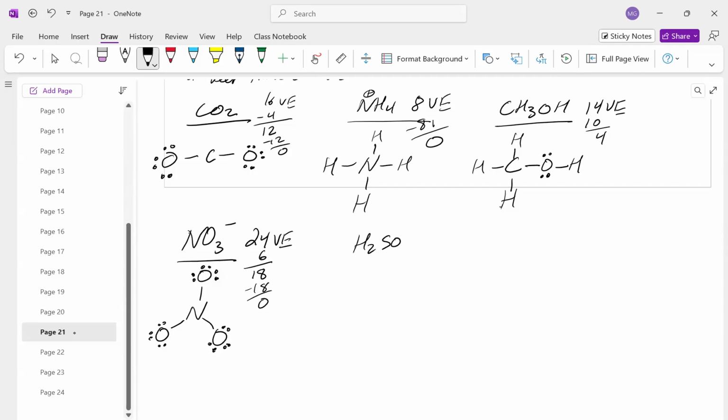Okay, so let's look at sulfuric acid, which we said had 32 valence electrons.